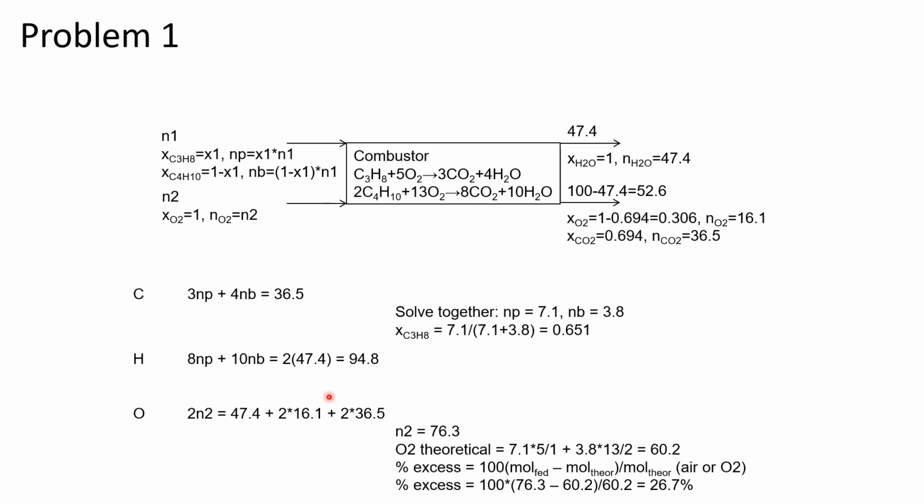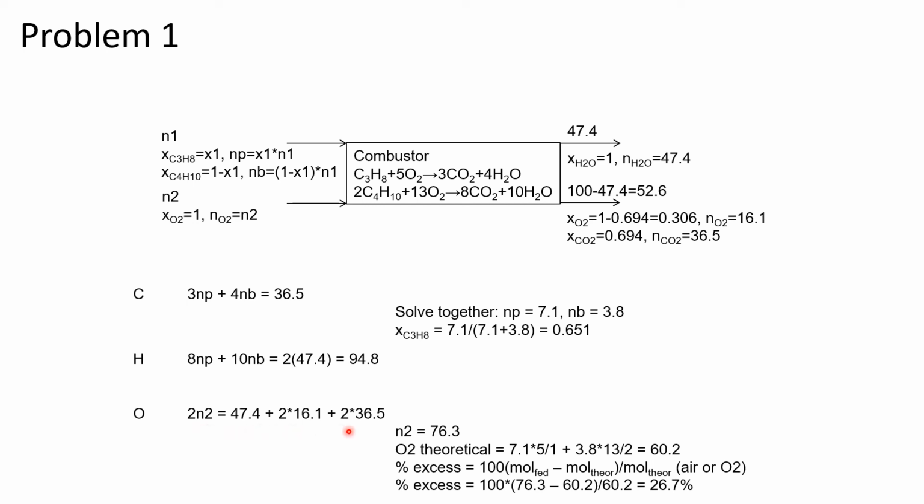Let's move on to the oxygen balance. We're going to set the oxygen flow rate coming in equal to that which comes out. There is no oxygen that comes in the hydrocarbons. The hydrocarbons contain only carbon and hydrogen in this case. Oxygen does come in with the oxygen molecules, the other feed to the combustor. There are 2 oxygen atoms per oxygen molecule, so we'll take 2 times the flow rate of oxygen, which is N2, and set that equal to the oxygen that comes out.